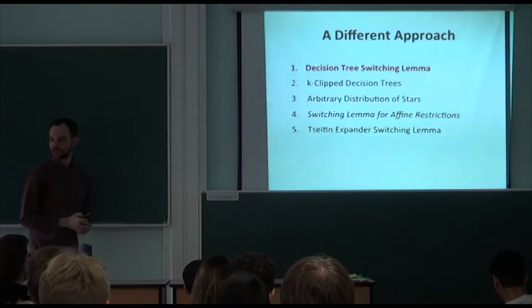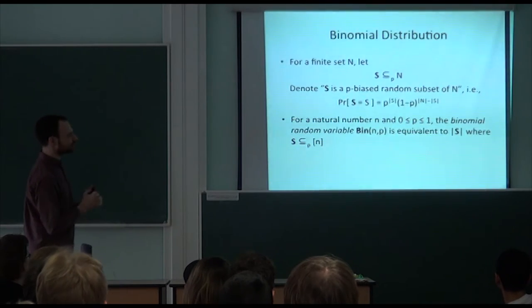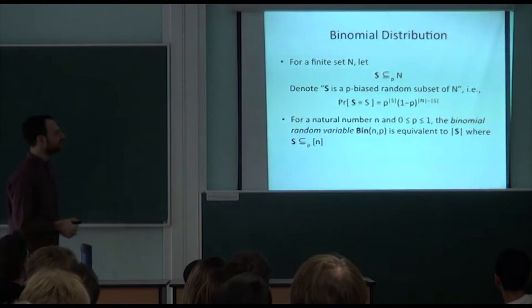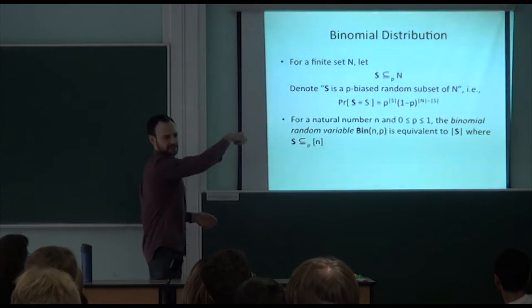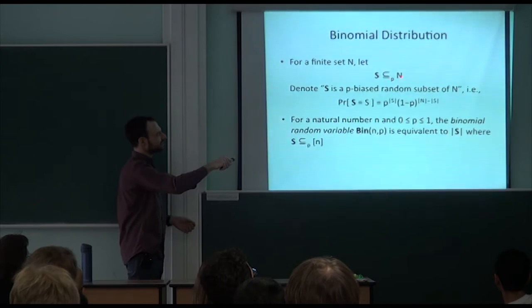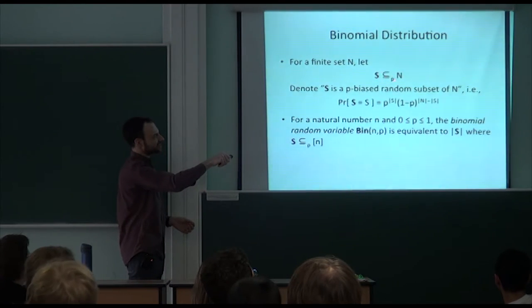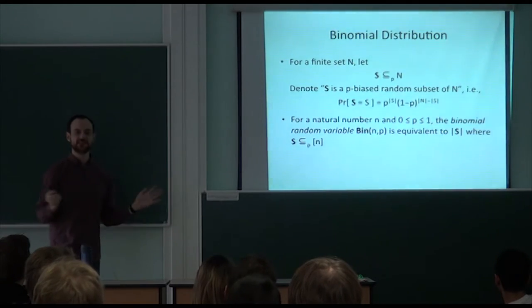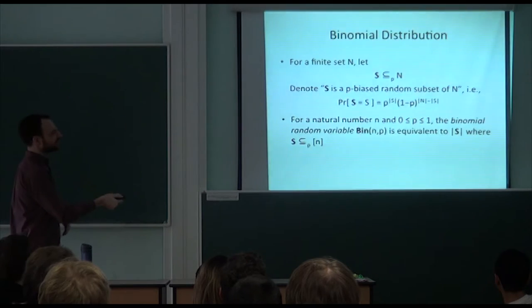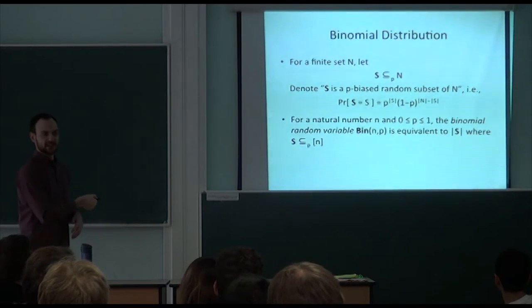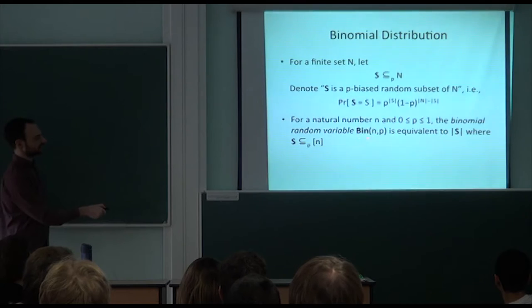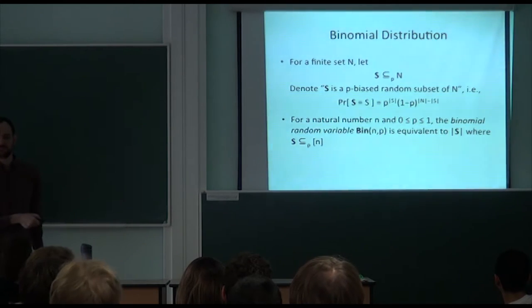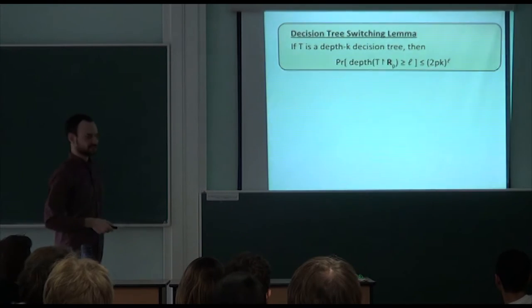So let's start with this decision tree switching lemma. Before we get started, just a bit of notation: the binomial random variable. If we have a finite set n, think of it as a set of variable indices. By this notation, boldface S subset P of n, I just mean a p-biased random subset of n. Independently for each element of n, I include it in S with probability p. And the binomial distribution is just: sample a p-biased subset of 1 to n and take its size. So that's just a bit of notation.